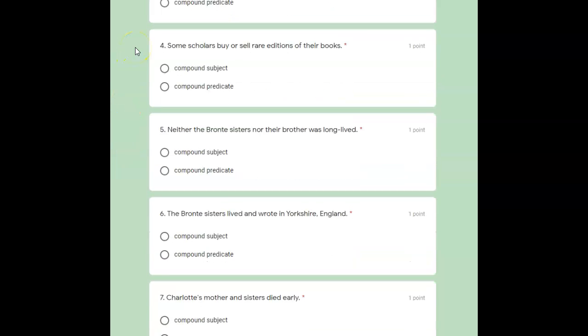"Some scholars buy or sell rare editions of their books." Who or what is that sentence about? Scholars. What did they do? Buy and sell. So we have more than one action. That makes it a compound predicate.